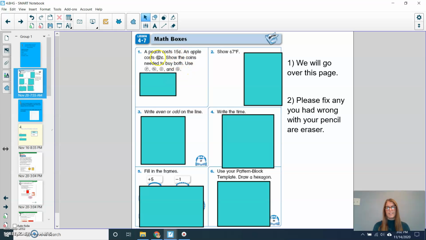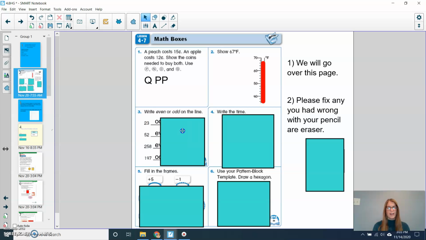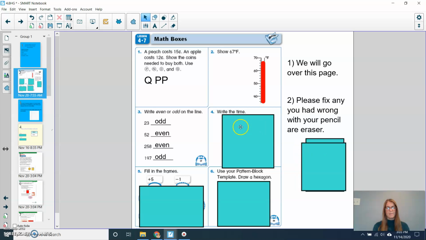So I know that 15 plus 12 is equal to 27. So to show 27 cents, I used a quarter and 2 pennies. For question number 2, show 67 degrees Fahrenheit. So notice how yours should be almost up to the 70, just a few dashes below to show 67. For question 3, write even or odd on the line. 23 is an odd number, 52 is even, 258 is even, and 197 is odd.